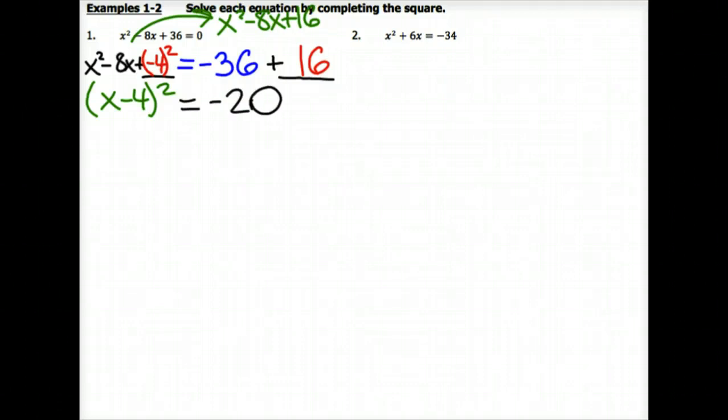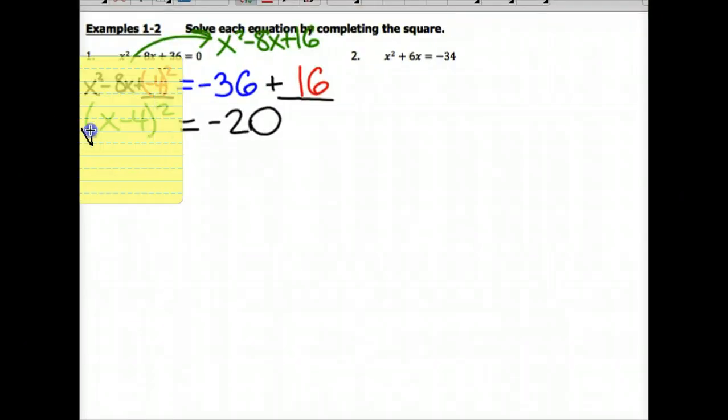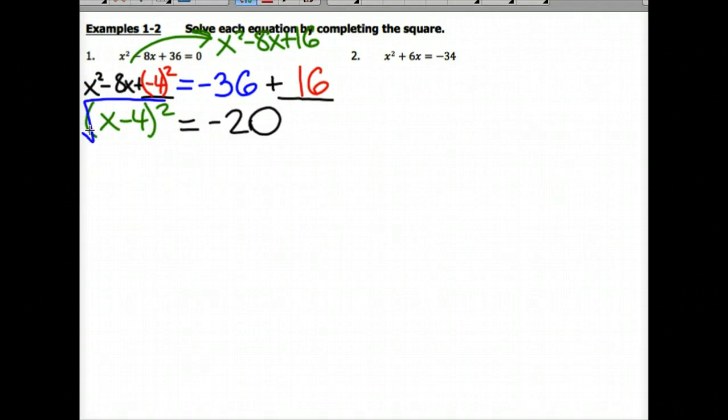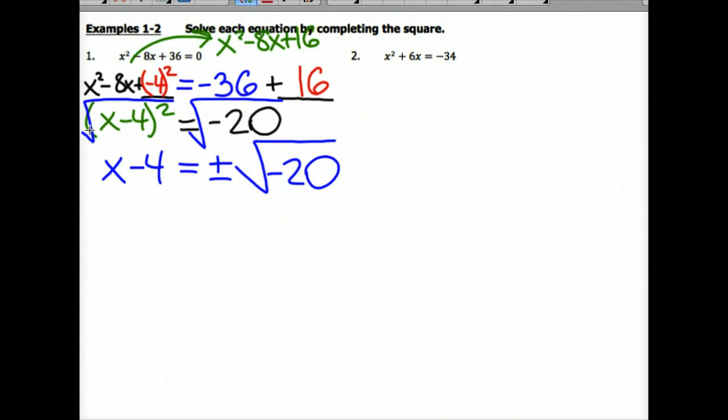The reason I did that is because now that I have a quantity squared on the left side of my equation, I can take the square root of both sides, and without going through the quadratic formula, I can very easily solve for x. So if I take the square root of the left side, that simply cancels out my square, giving me x minus 4. And if I take the square root of the right side, that gives me plus or minus the square root of negative 20.